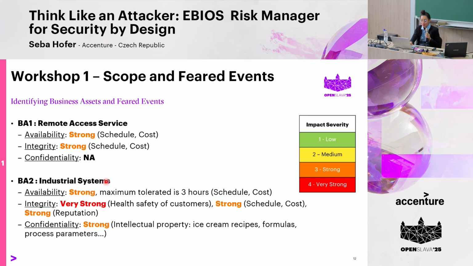Then the industrial systems, availability is strong because the business said the maximum downtime they can accept is 3 hours. It should be up after 3 hours. Integrity is very strong because, like we saw, if it's compromised, there can be health and safety issues for customers. It is strong on the schedule and costs and strong on the reputation because if the ice cream is not good, the customer will complain and it's not good for the brand. And confidentiality, we have some intellectual property there, like the ice cream recipe and some other things that can be stolen.